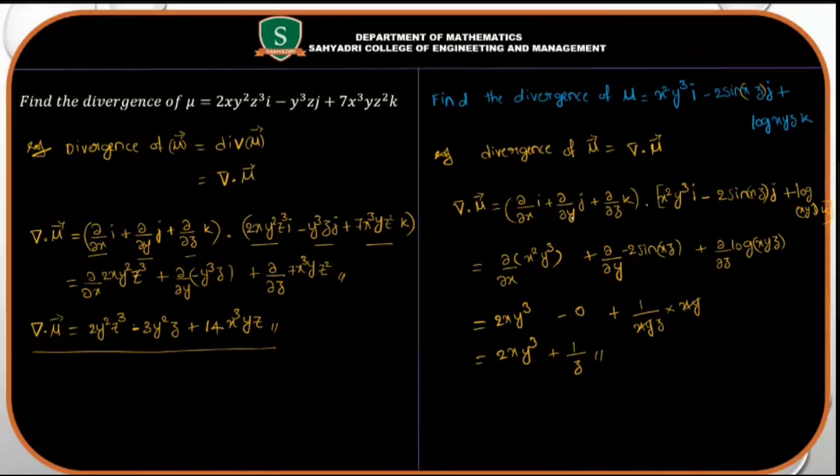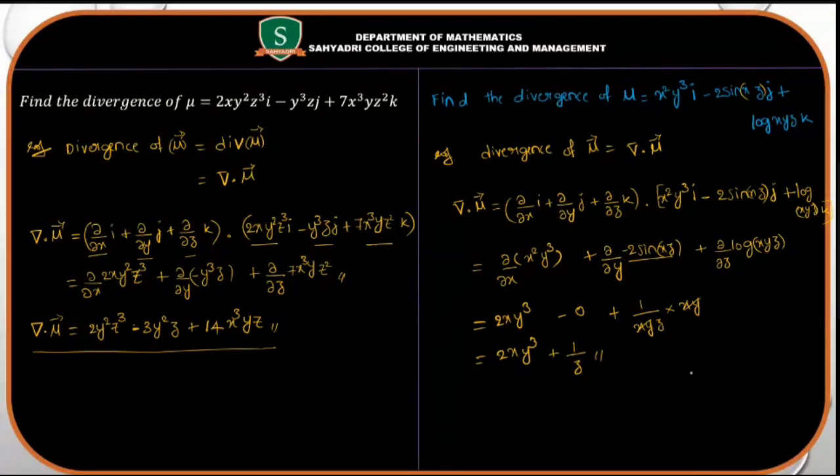So is there any doubt? Sir, how is it 0? Here, the differentiation of 2 sin xz is there. If y is there, you can differentiate, right? You are treating all other variables except y as constants. So here the y term is not there, so this term will be 0, right? Differentiation of a constant is 0.